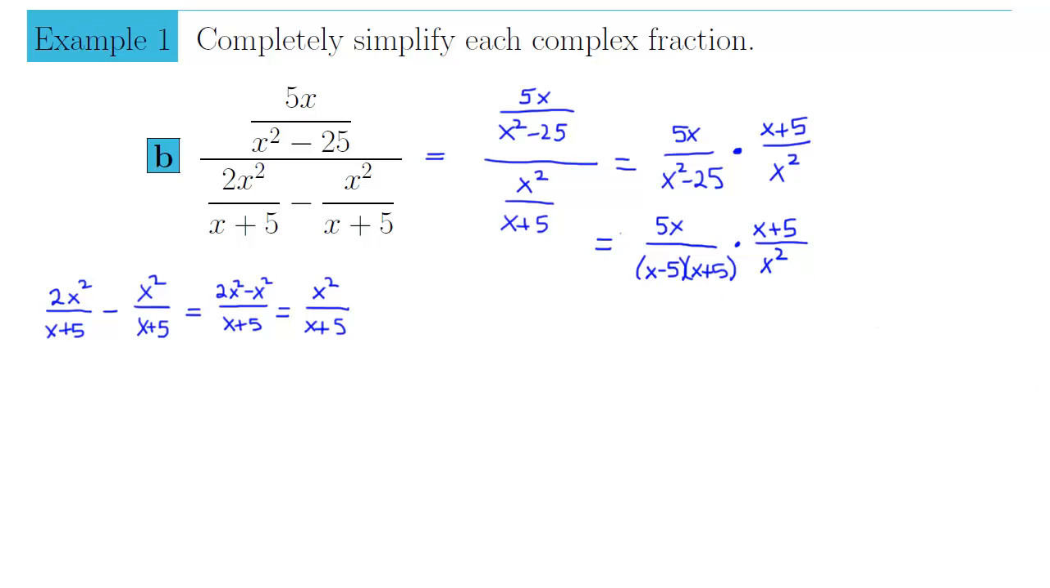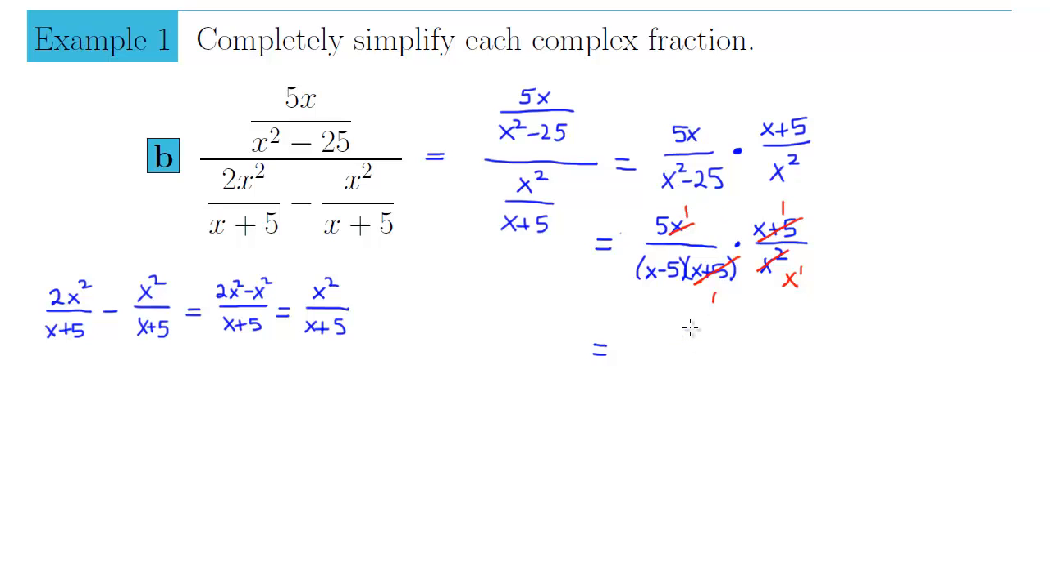Now let's cancel common factors. Here we have x plus 5 appearing both in the numerator and in the denominator, so we can cancel that. We also have a factor of x here and 2 factors of x here. We can cancel 1 factor of x from the numerator and 1 factor of x from the denominator, which will leave us with just 1 x, or x to the first power, in the denominator. Nothing else will cancel, so now we combine by multiplying straight across.